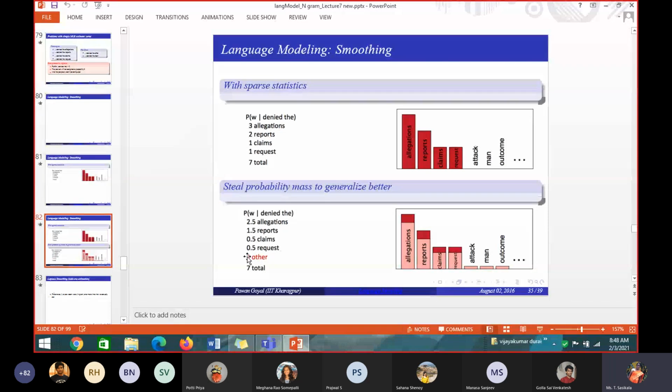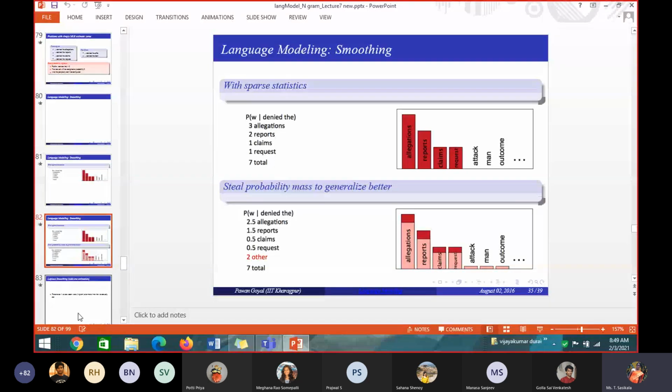Okay, this can be distributed in multiple ways. How it is distributed, how much we want to store, depends upon different ways. We will see some possible ways of distribution of this stolen mass. How much have I stolen here? 0.5 from each. Not exactly 0.5, but I am showing you for understanding. So how this can be distributed in multiple ways, we will see some possible ways of distribution of the stolen mass.